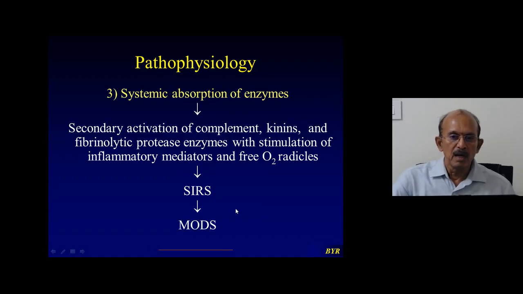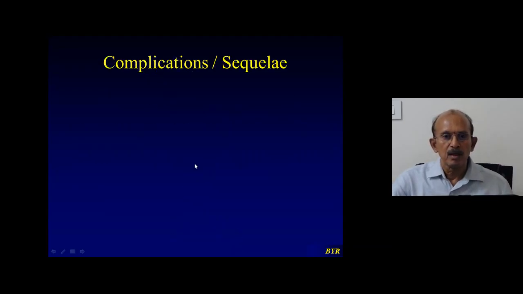This leads to multiple organ dysfunction syndrome. Complications are sequelae of acute pancreatitis. General complications: just now we have seen there will be systemic absorption of these enzymes into the bloodstream, which will cause systemic inflammatory response, which can lead to multiple organ dysfunction. So that is why there can be generalized complications and local complications.